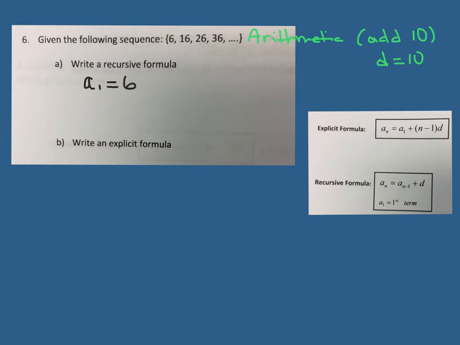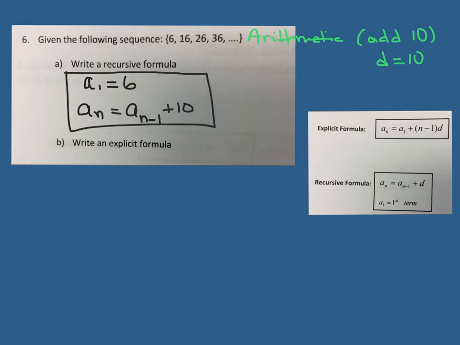Okay, then we want to make a rule, right? A sub n is equal to the previous term plus d. So we could say that a sub n is equal to the previous term, which we would just write as a sub n minus 1, one term less, and then plus d. Well, we already said that our common difference, d, is 10, so we're just going to write plus 10. So that right there would be the recursive formula.